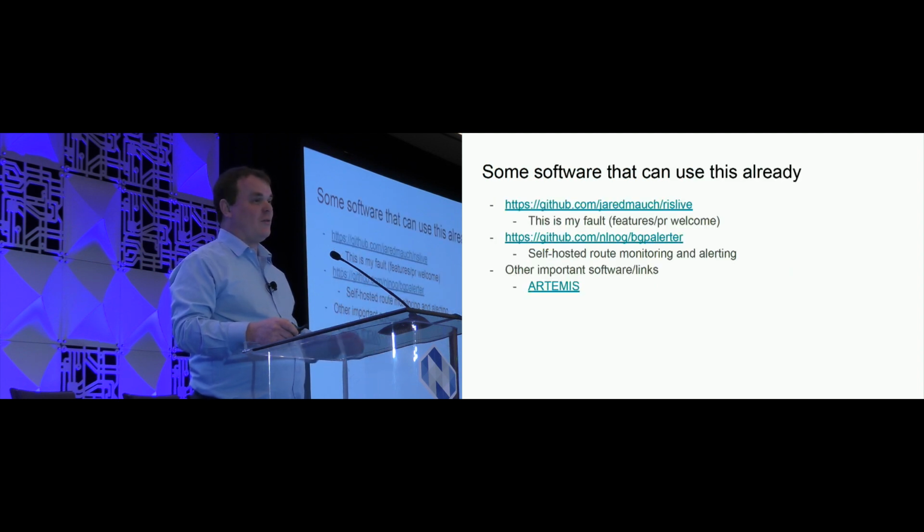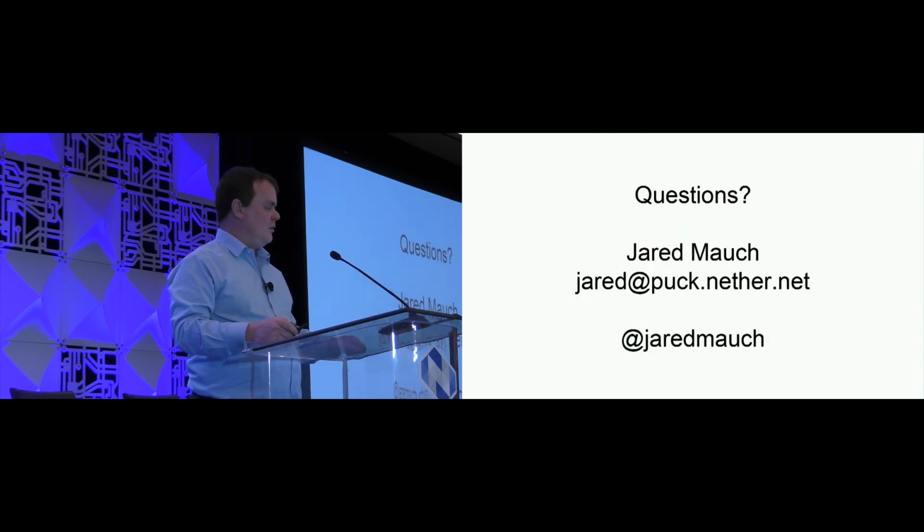So there's some software out there that can use this already. I put in the slides a link to my little ugly repo up on GitHub, as well as NANOG has this BGP alerter thing. It can actually send you email alerts as well, which they added as a feature. And there's this Artemis software as well. So if you're really interested in monitoring what's going on with your network, you should also check that out. Aside from that, any questions?